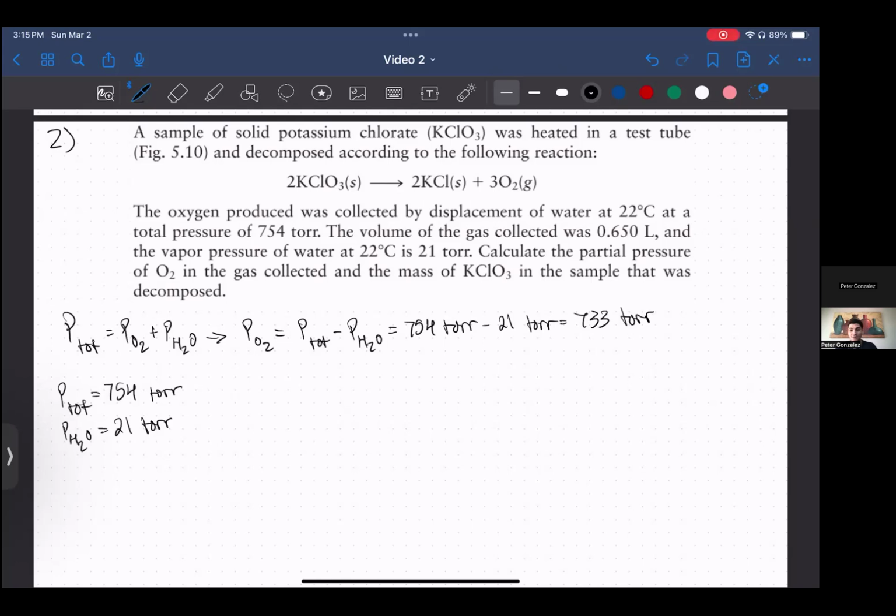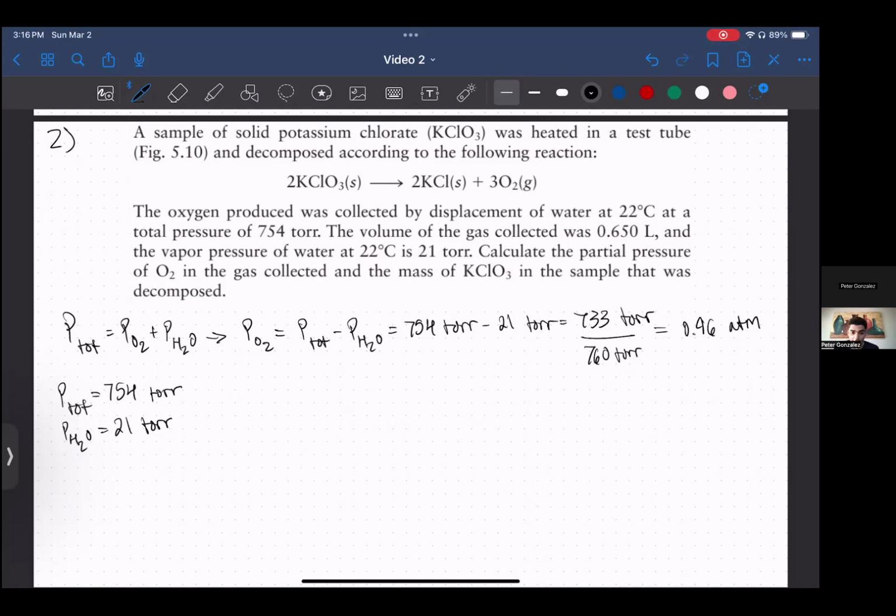And now this is why in the last video I gave you all the conversions. Does it suck to give it to you in torr instead of atm? Yeah, it's kind of stupid. But whatever, it's not that big of a deal to convert them. So to go from torr into atm, you want to divide by 760. And this will give you an answer of about 0.96 atm.